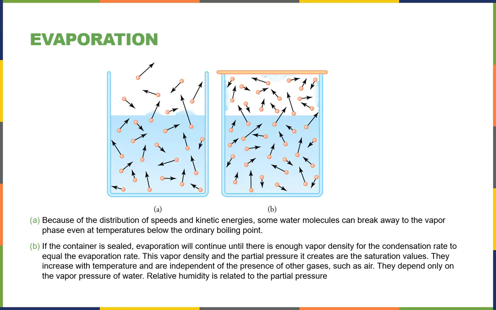It's going to be 100%. The one on the left is probably going to be less than 100%. And if it's less than 100%, that means you're going to have more molecules leaving than coming in. And so what's going to happen to the water level in vessel A over time? It's going to decrease. What's going to happen to the water level in vessel B over time? Stays the same.